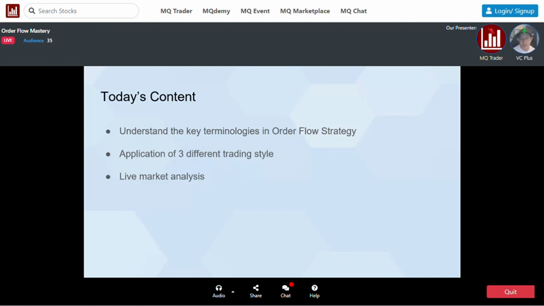Then we'll cover the application of three trading styles. When I mean three trading styles here, we are talking about: are you more of an intraday trader, are you more of a shorter term trader, or are you more of a swing trader? We can use the same principle to trade short term, and we can use the same principle to trade swing. It's just a matter of the application on the time frame perspective, which we'll cover in detail, how you can do that.